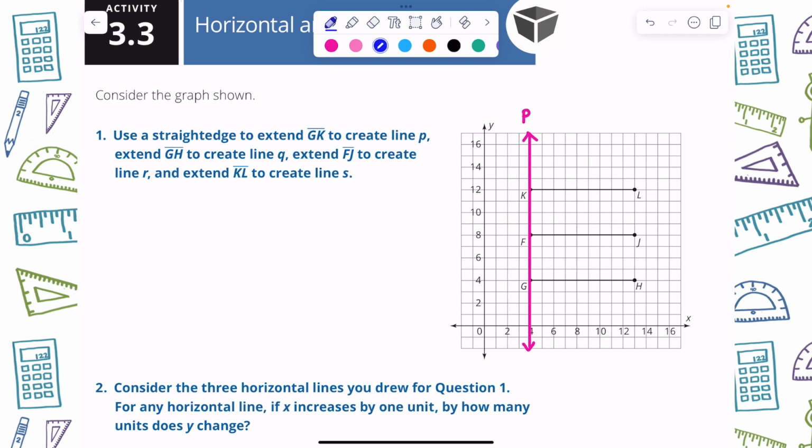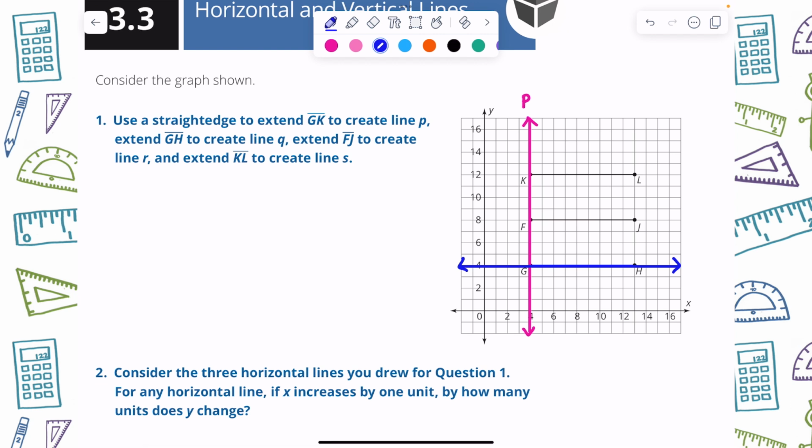We are also going to extend line segment GH to create line Q. So I'm going to extend this, again, using my straight edge if you're taking notes in the actual textbook or on the note packet. And then I'm going to call this line Q. We need to extend line segment FJ to create line R. And finally, we are going to extend line segment KL to create line S.